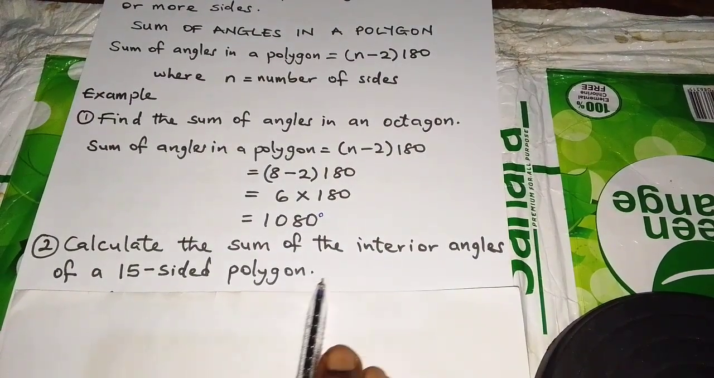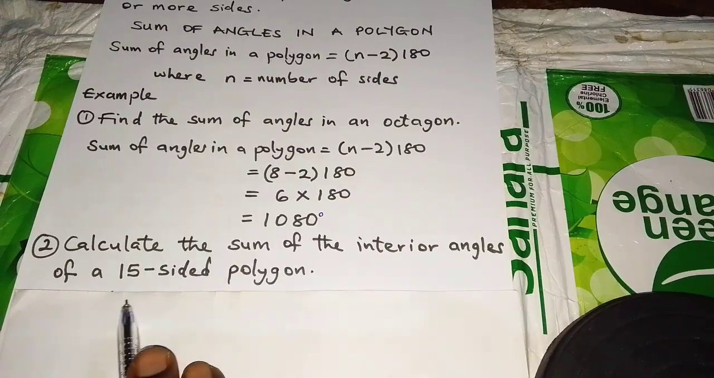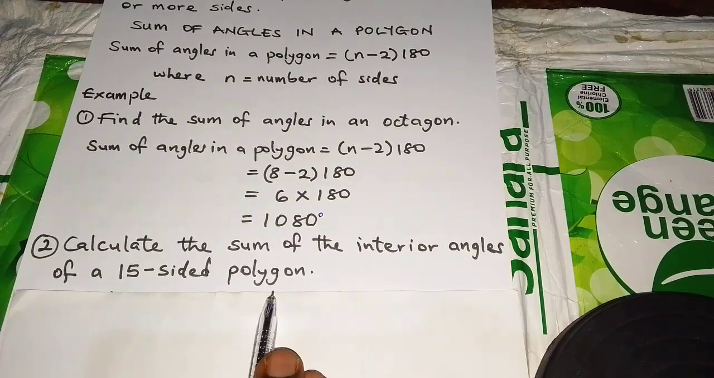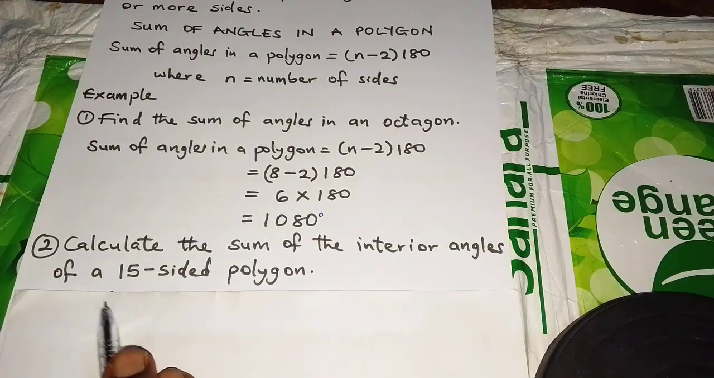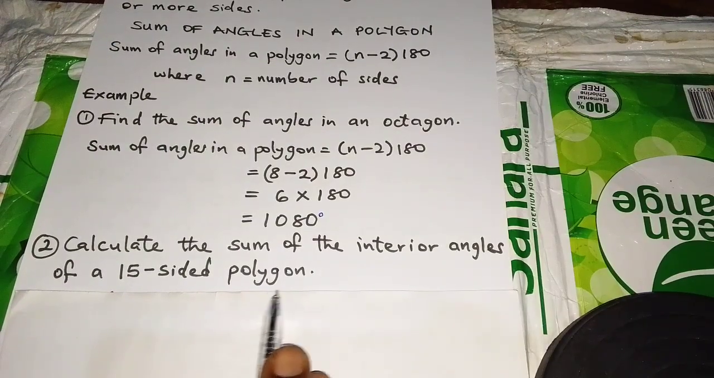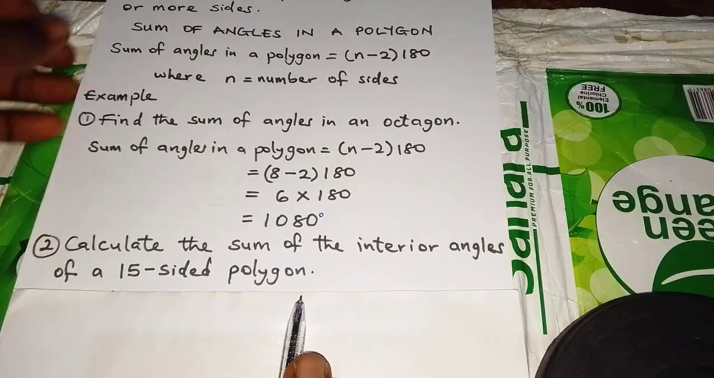Calculate the sum of the interior angles of a 15-sided polygon. A polygon has 15 sides. What is the sum of the angles in that polygon?